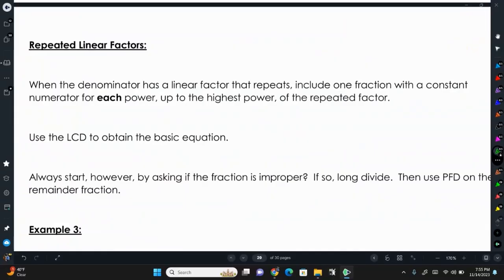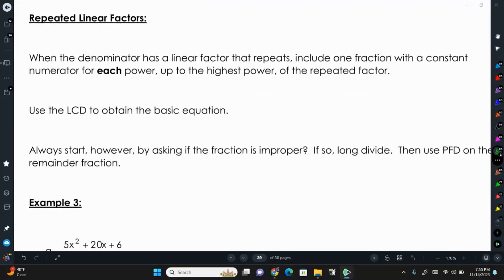So if we have repeated linear factors like an x minus 2 quantity squared, then we have to have a separate fraction for each power. So an x minus 2 and then an x minus 2 squared will need to be present. We're still going to do all the same steps that we've been doing, but with these, picking a convenient value for x isn't always possible.